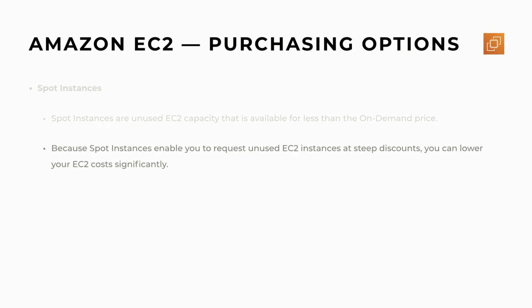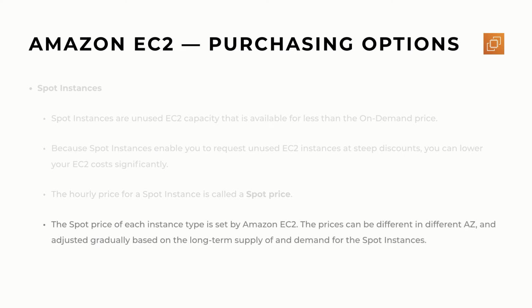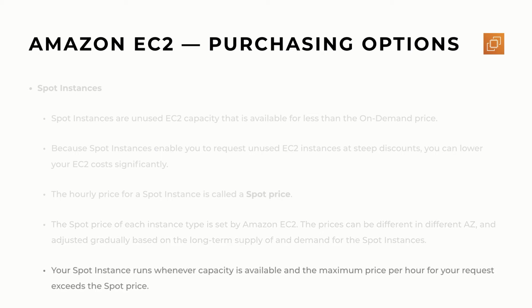The spot instances are unused EC2 capacity that is available for less than on-demand price. Because spot instances enable you to request unused EC2 instances at steep discounts, you can lower your EC2 costs significantly. The hourly price of the spot instance is called spot price. The spot price of each instance type is set by Amazon EC2. The price can be different in different AZs and adjusted gradually based on the long-term supply and demand of the spot instances. Your spot instances will be launched whenever the capacity is available and the maximum price per hour of your request exceeds the spot price.